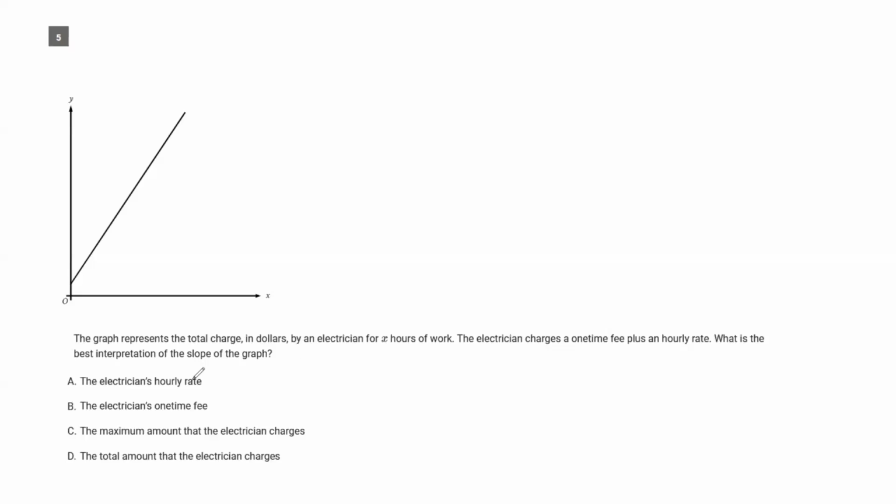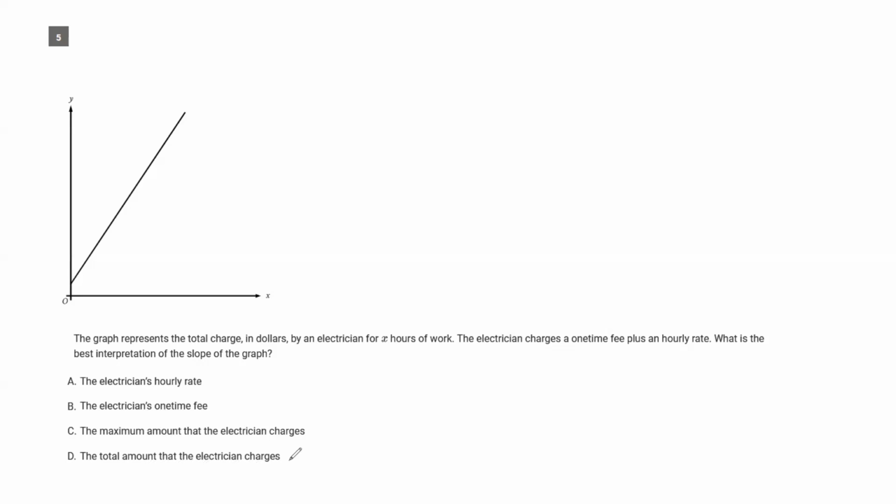So what is the best interpretation of the slope? Right, okay, and let's look at our options. A, the electrician's hourly rate. B, the electrician's one-time fee. C, the maximum amount that the electrician charges. And D, the total amount that the electrician charges.